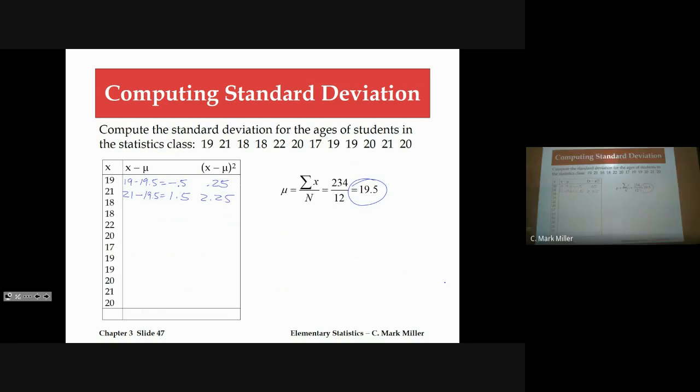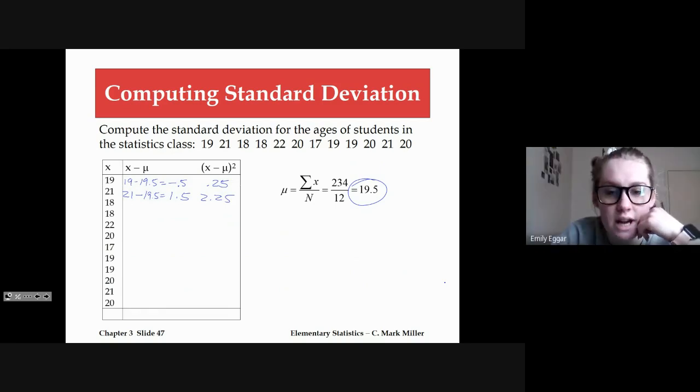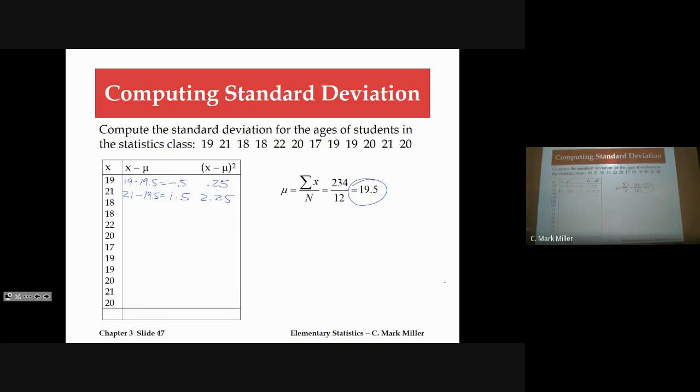Mr. Miller? Yeah? So is our mu value just the average? Yeah, it's the mean. Yep. Okay, thank you. And in this case, we're treating it as a population, so it's mu. The calculation wouldn't be any different for the mean if it were a sample. So that's where the 19.5 comes from.